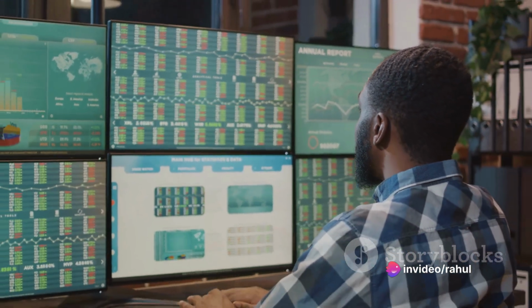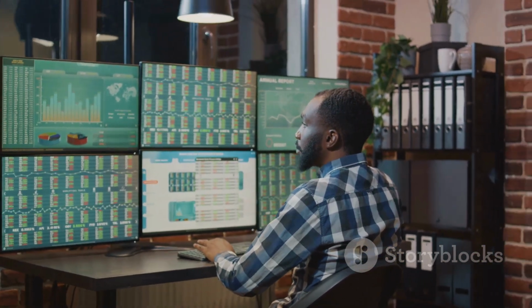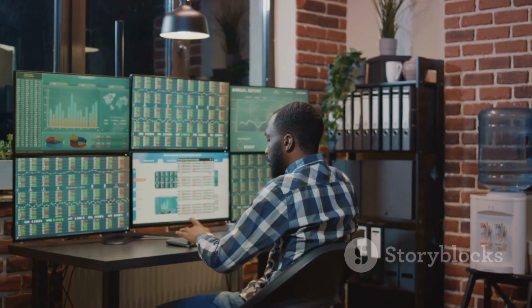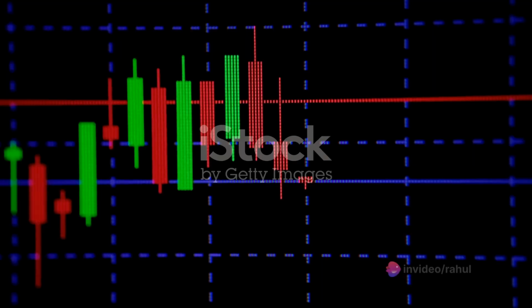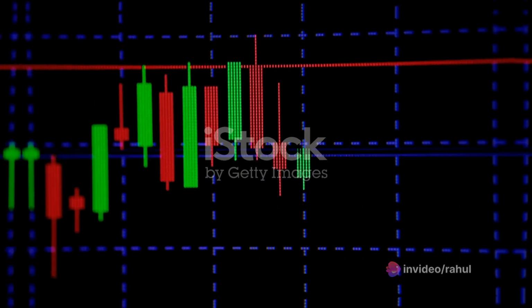Picture this. Support in option trading is similar to the floor of a room. It's the price level at which demand is strong enough to prevent the price from falling any further. Resistance, on the other hand, is like the ceiling of the room. It's the price level where selling is strong enough to prevent the price from rising higher.